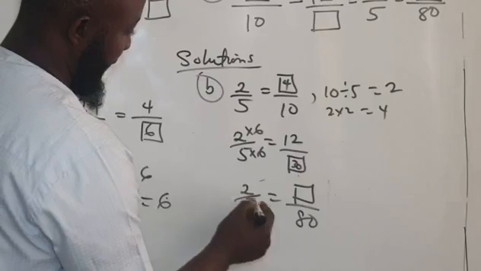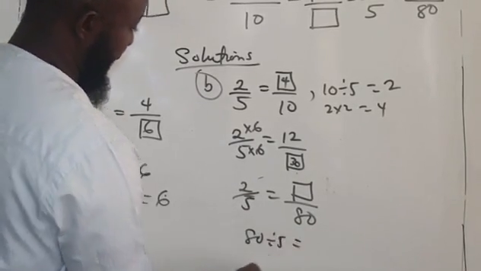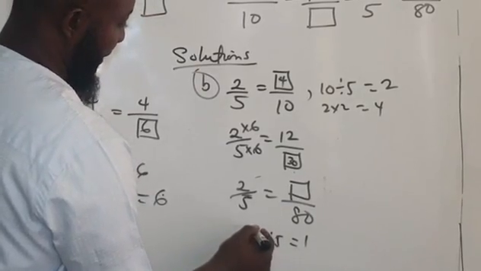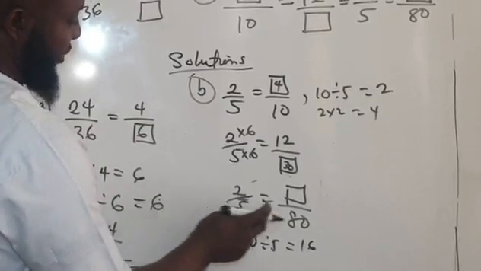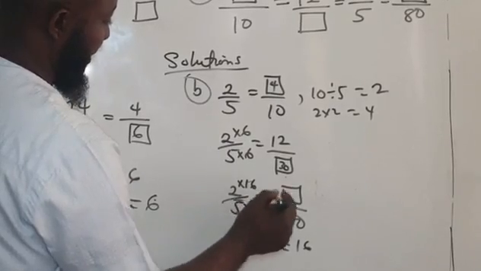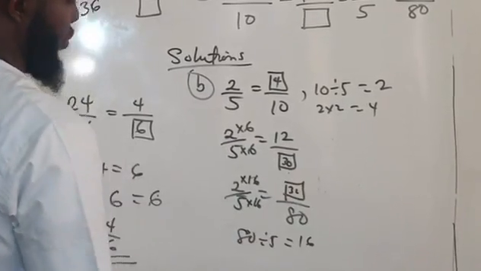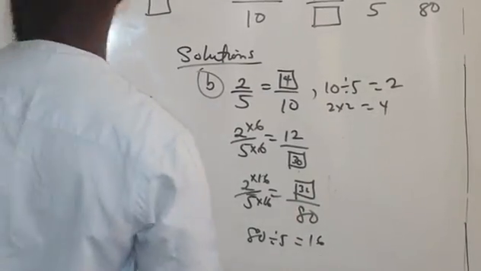So this is 5, and this is 80. So 80 divided by 5 is 16. So this has been multiplied by 16 to get 80. So the numerator will also be multiplied by 16. 2 times 16 becomes 32. So our final answer will then be, so we can write it here.